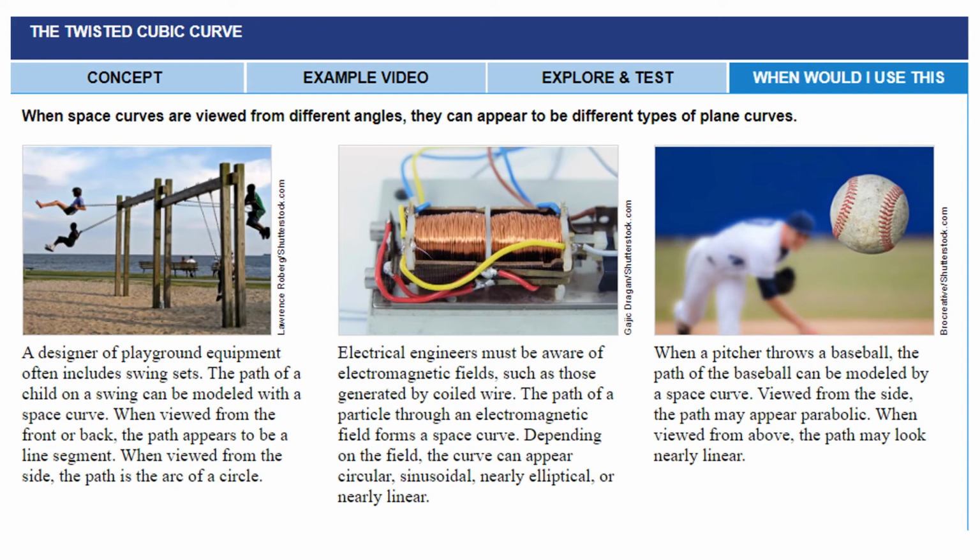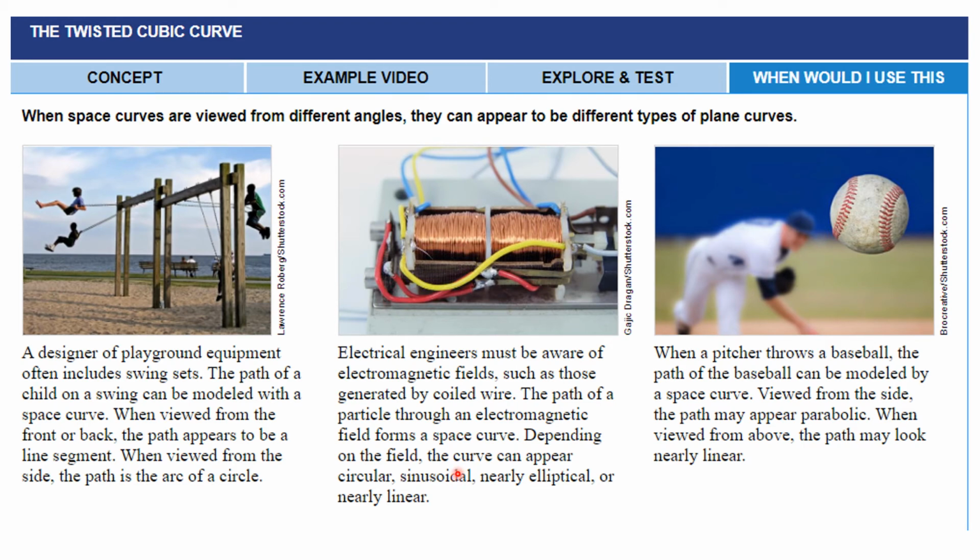So when space curves are viewed from different angles, they appear to be different types of plane curves. These are like traces, I suppose. A designer of playground equipment often includes swing sets. The path of a child on a swing can be modeled with a space curve. When viewed from front or back, the path appears to be just a line segment. You go from here to there, back and forth, like that. But when viewed from the side, it's the arc of a circle.